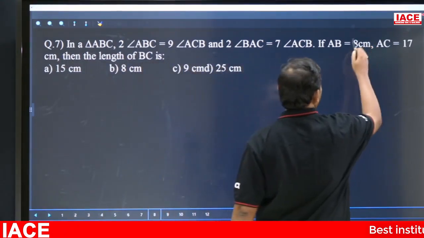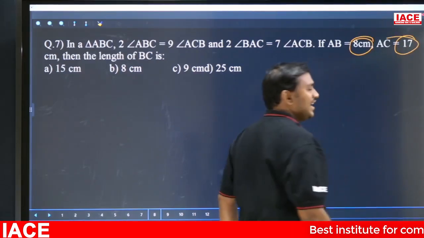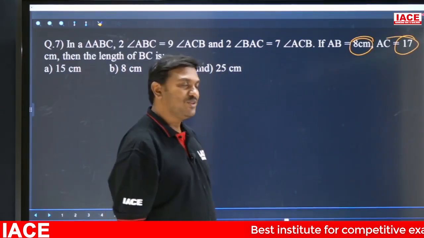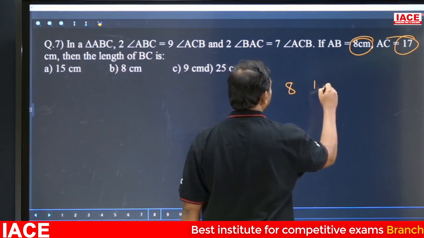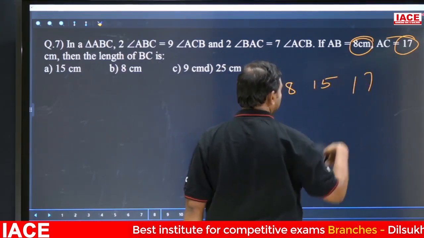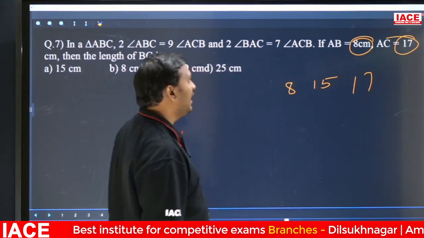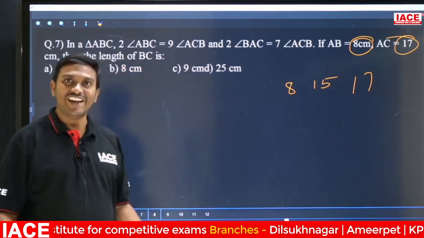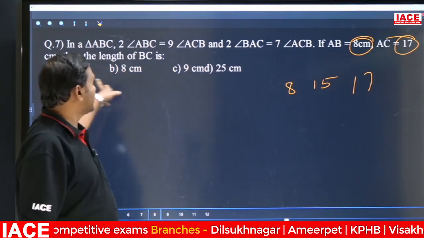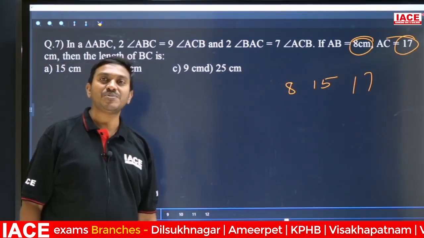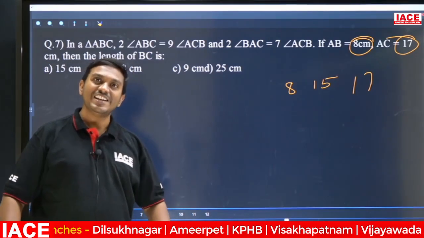Actually, by observing this value only we can tell. 8, 17, what? 8, 17 means we know a combination actually. 8, 15, 17 is the combination, right? Here it is forming a right triangle. 8, 17 means you are observing, yes. And all the values are in numbers. All the options are giving numbers means compulsory, it's a combination.